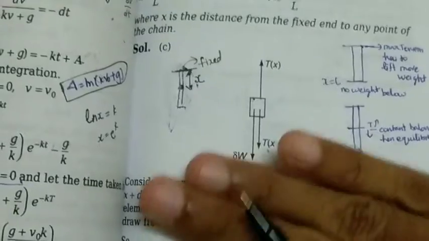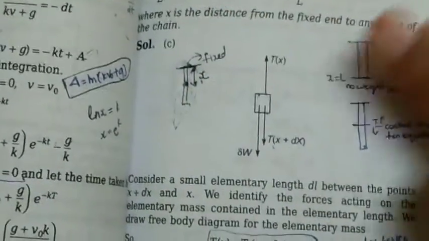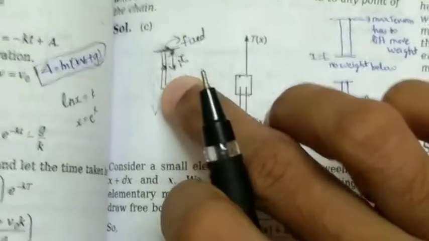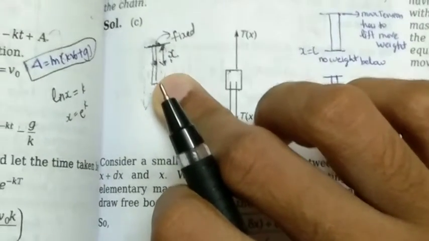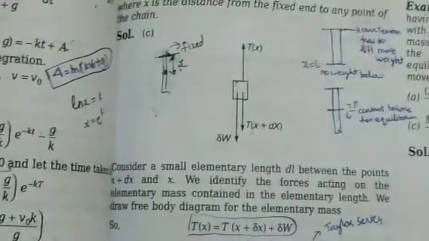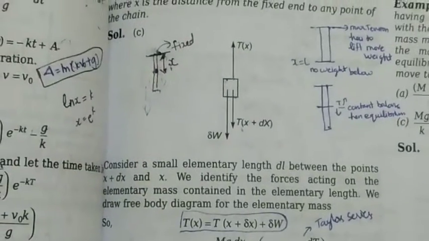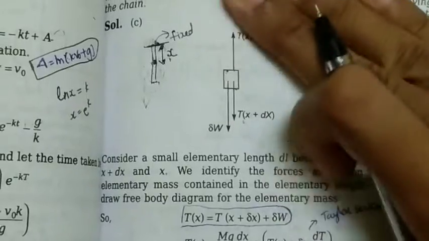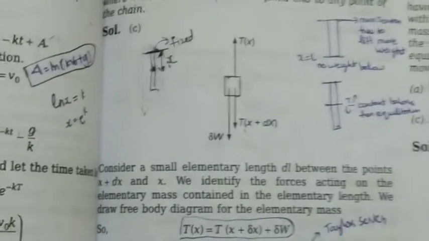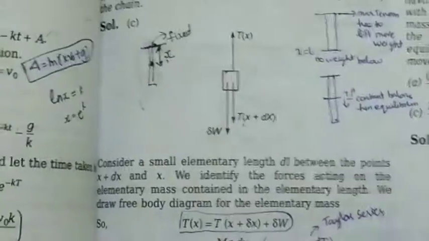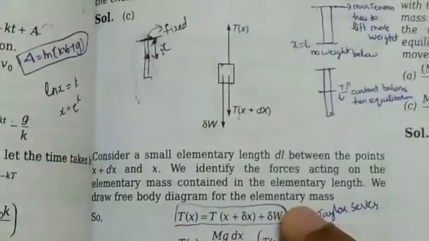Only if the forces in the downward and upward directions are balanced will the chain be in equilibrium. Otherwise it would keep on elongating, if the tension is less than the weight. So when the upward and downward forces balance, only then would the chain remain fixed to the fixed end without any change.